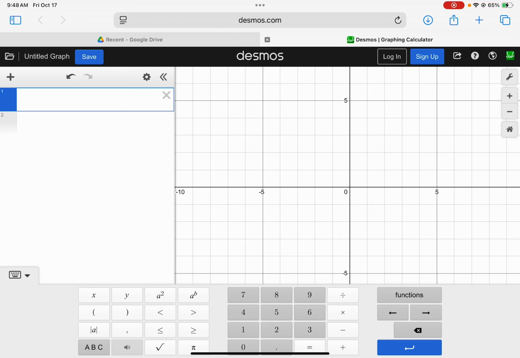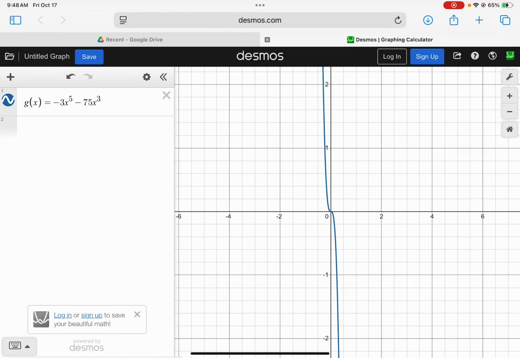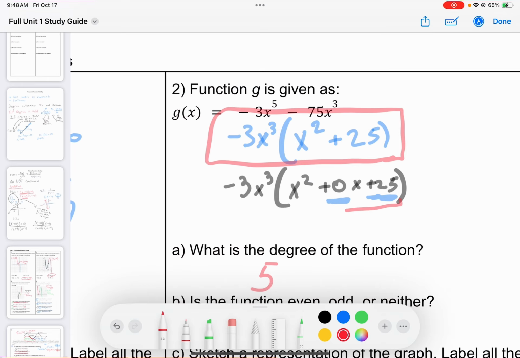So we have g of x is equal to negative 3x to the 5th minus 75x to the 3rd. We have 1 zero, and that should be exactly what you hypothesized, because just because this doesn't factor doesn't mean I can't set this equal to 0.